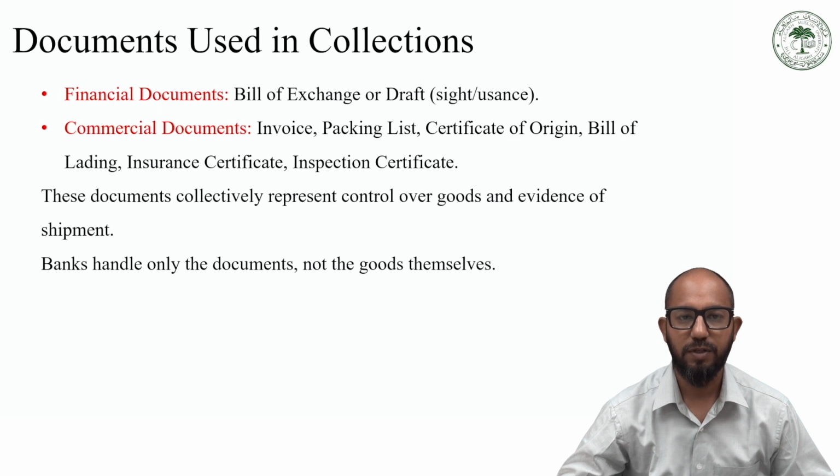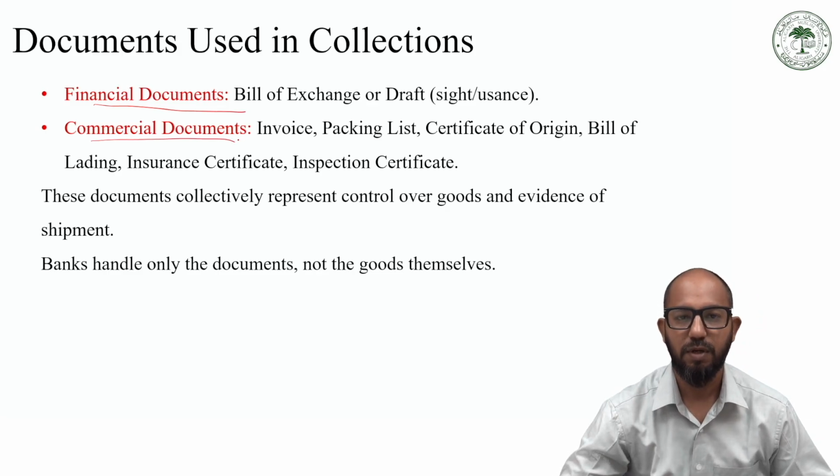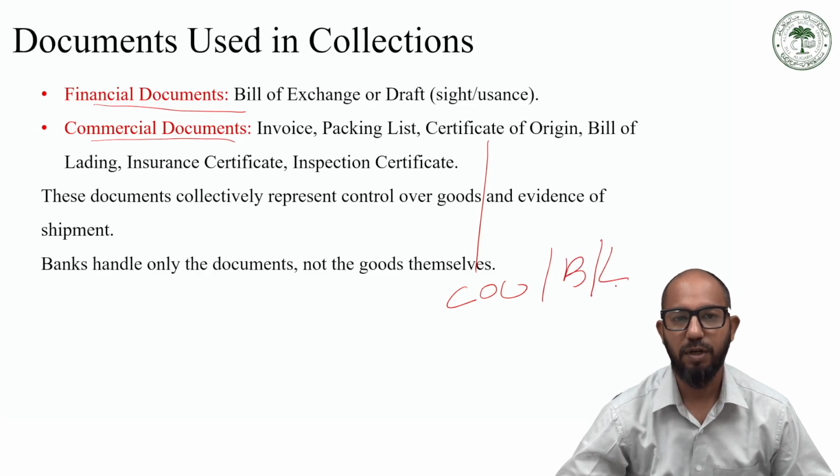What are the different documents that are used in collections in the international payment system? The documents can be divided into two types. One is the financial documents and another is the commercial documents. Financial documents include bill of exchange or draft, whether sight or usance. Commercial documents include invoice, packing list, certificate of origin, that is COO, bill of lading, that is BL, and insurance certificate or inspection certificate. These documents collectively represent control over goods and evidence of shipment.